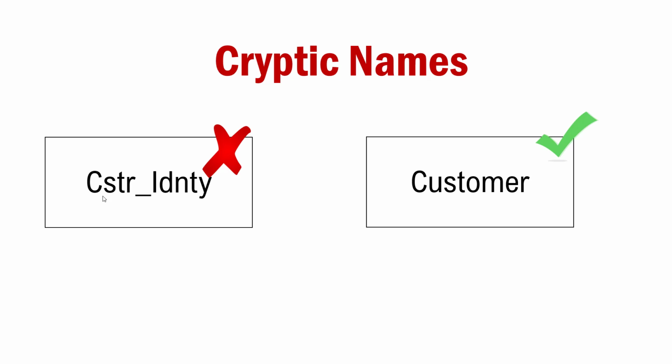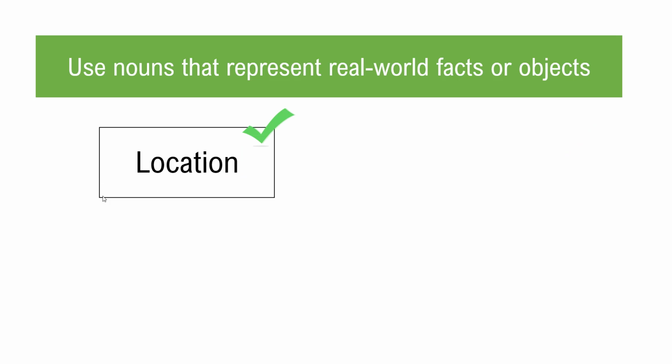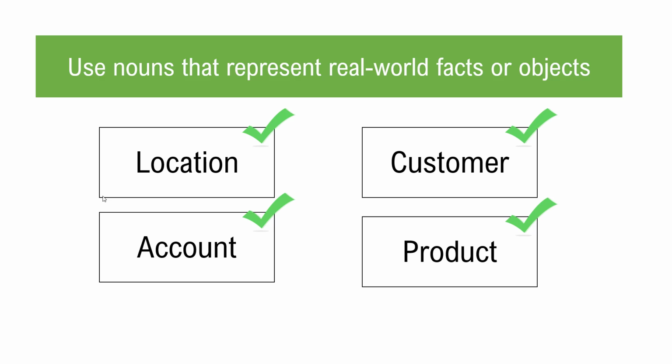First of all, cryptic names. We want our names to be easy to understand. This is not a really good entity name. A much better name would be customer. Very easy to understand for anyone looking at the data model. Another example, here is entity 123. What does it mean? It's just a number. A much better example would be location. So always use nouns that represent real-world facts or objects, such as location, account, customer, product. This is much better than any cryptic name or abbreviation.